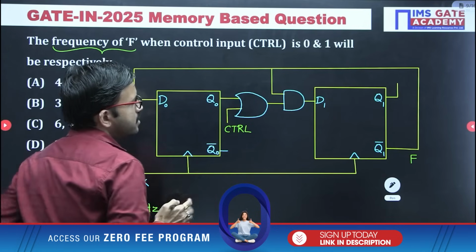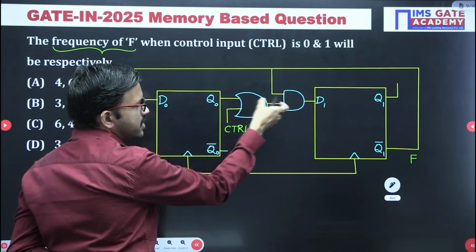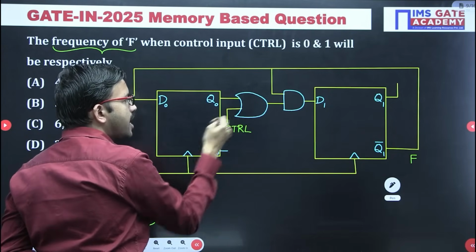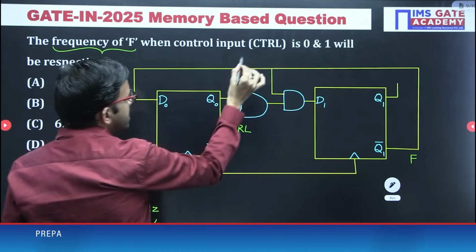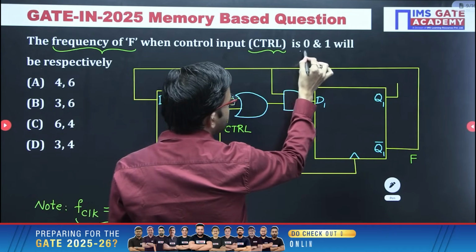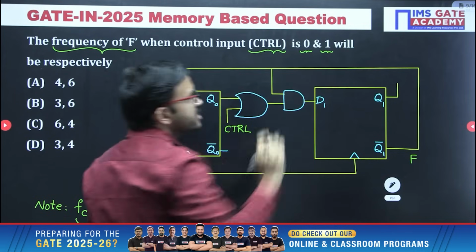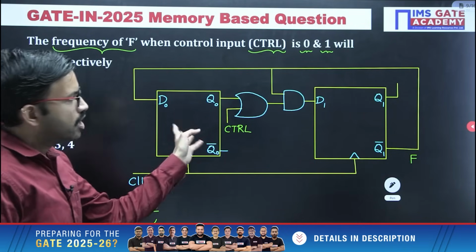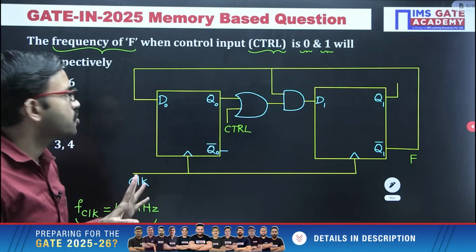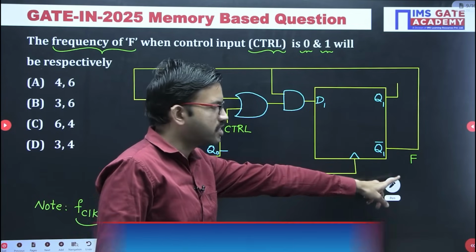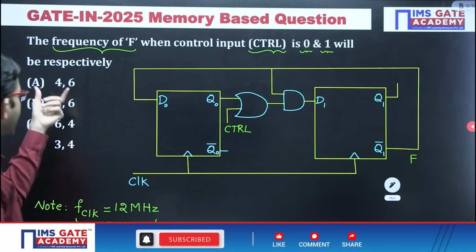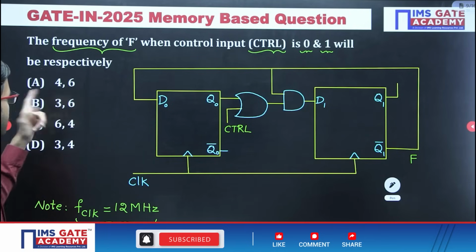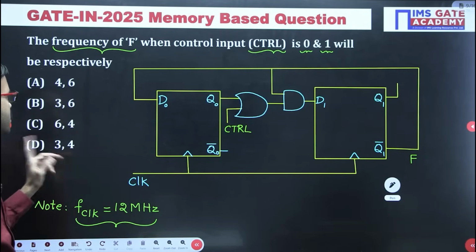Here in this particular circuit, you are having two logic gates, and for this OR gate, one of the input is control input. Now when that control input is 0 and when the control input is 1, that means you have to solve this question two times. When control input is 0, what is the frequency? When control input is 1, what is the frequency? You are having the choices like this: 4, 6, 3, 6, 6, 4, 3, 4.